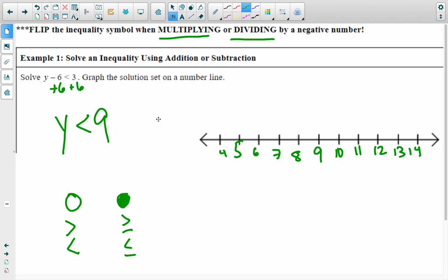So y is less than 9. 9 is where I'm going to put my circle. And I'm going to put an open circle because it's a less than symbol. And then when I'm graphing, y is less than 9, any number less than 9 is going to be to the left. Okay, so it's kind of messy because it's on my tablet, but in general, this is what your arrow needs to look like. Okay, pretty straightforward.